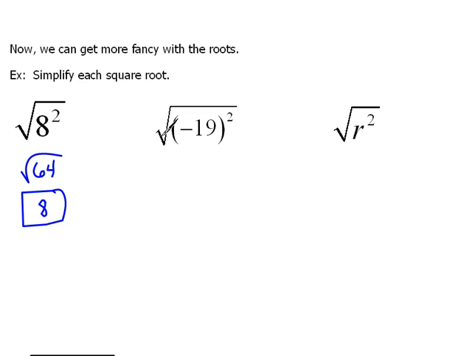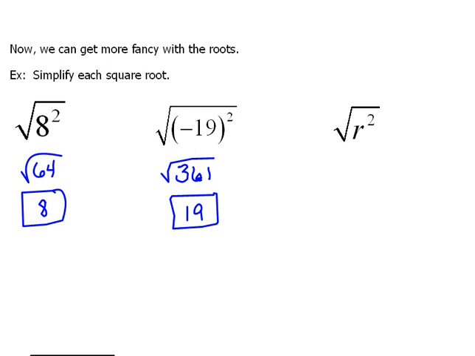So let's see why. We have to do what's underneath the radical first because the radical acts almost like an order of operations grouping symbol. So we would need to do what's underneath here first, which would be to say negative 19 squared. And negative 19 times negative 19 would be a positive 361. So see, because we squared, we don't have to worry about that negative anymore. And then when we take the square root of 361, our answer would be 19.